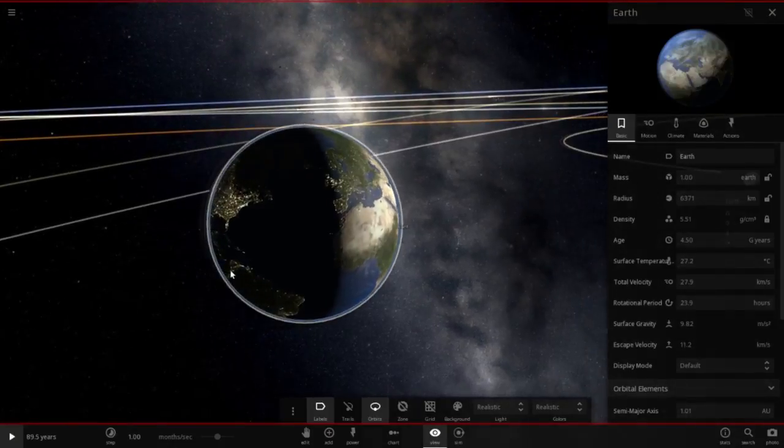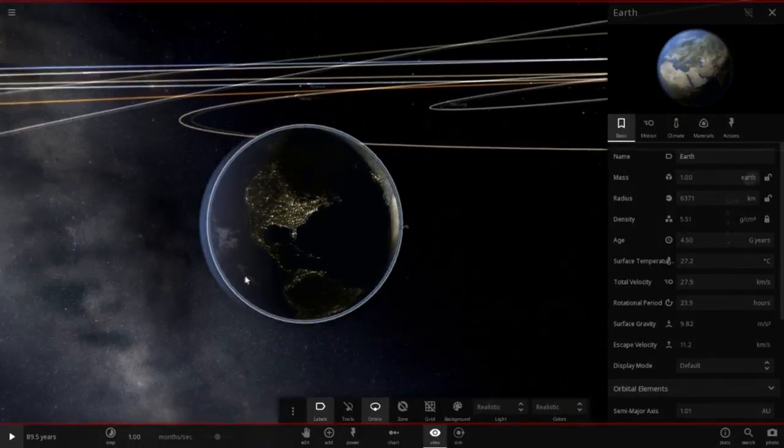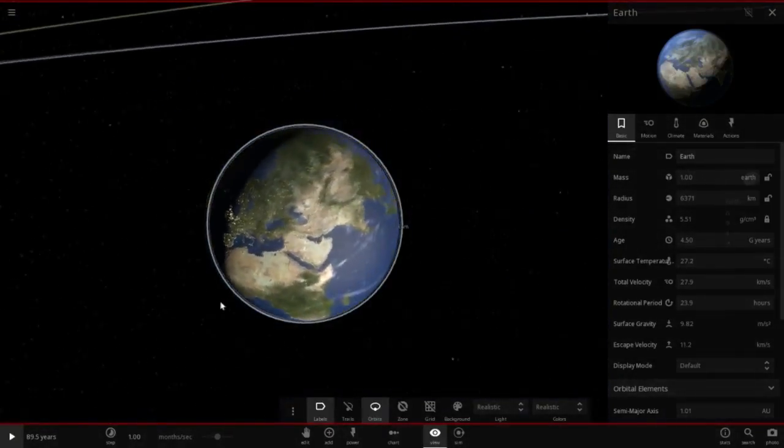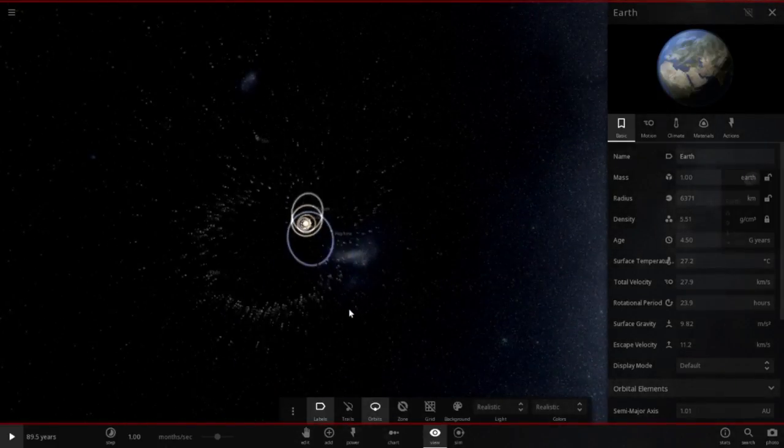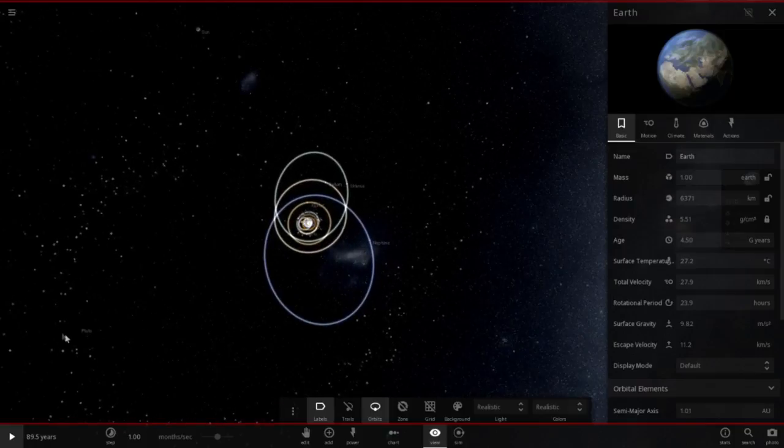Did Pluto escape? Yeah, I'll check that in a sec. So, Earth looks pretty much fine. The deserts are where you expect it to be. Where is Pluto? Oh, there's Pluto.